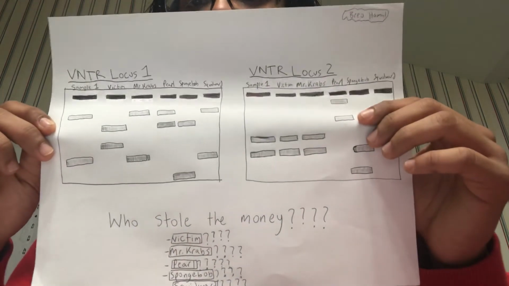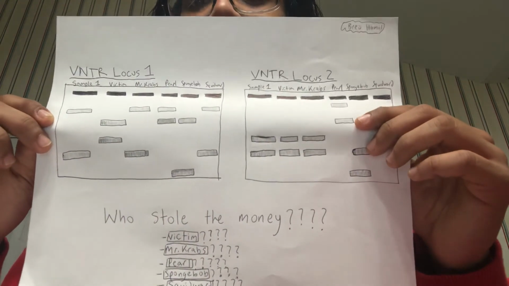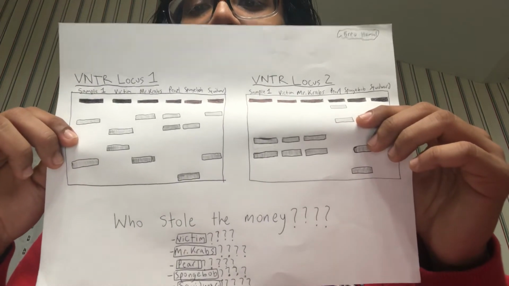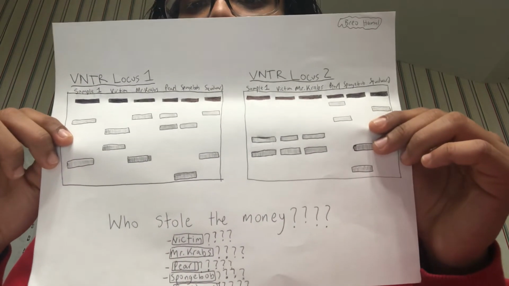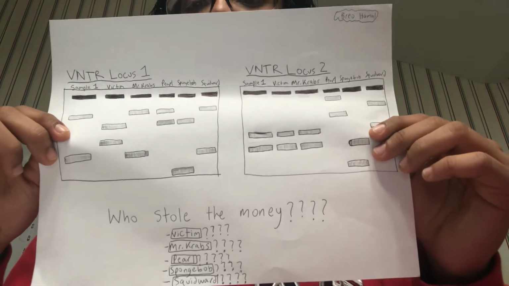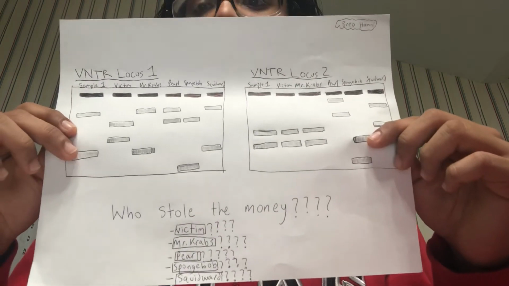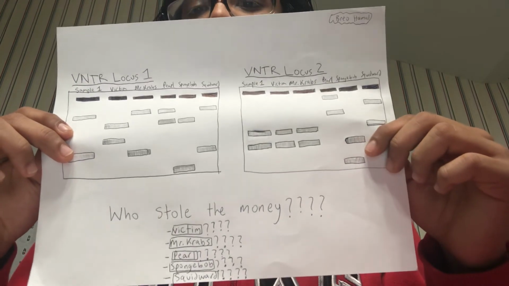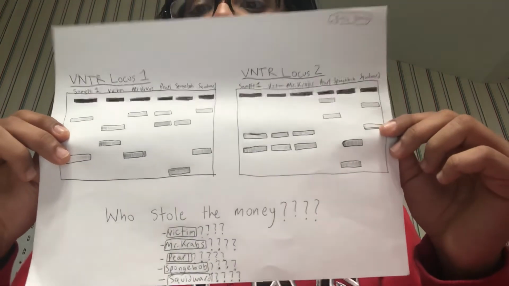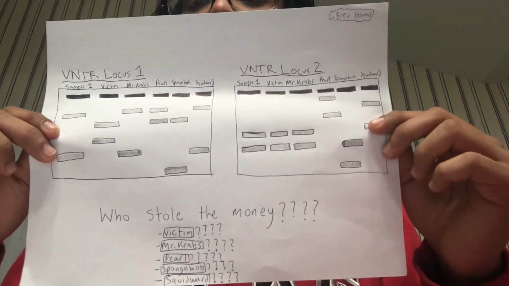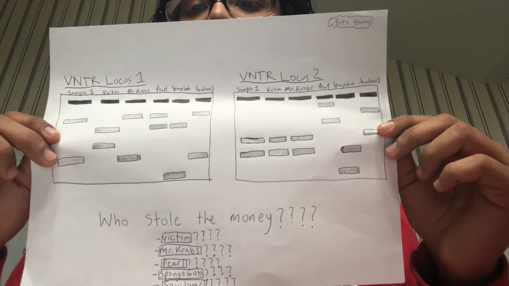We get to Pearl, and Pearl does not match with the sample evidence, and we knew from the first locus that she did not match, so she was not a possible suspect. We get to SpongeBob. He does have one match, but the other does not. And from the first locus, he didn't match, so we know SpongeBob isn't a suspect. Squidward was a possible suspect in the first locus, but as we see here in the second locus, he does not match, so he cannot be a possible suspect.